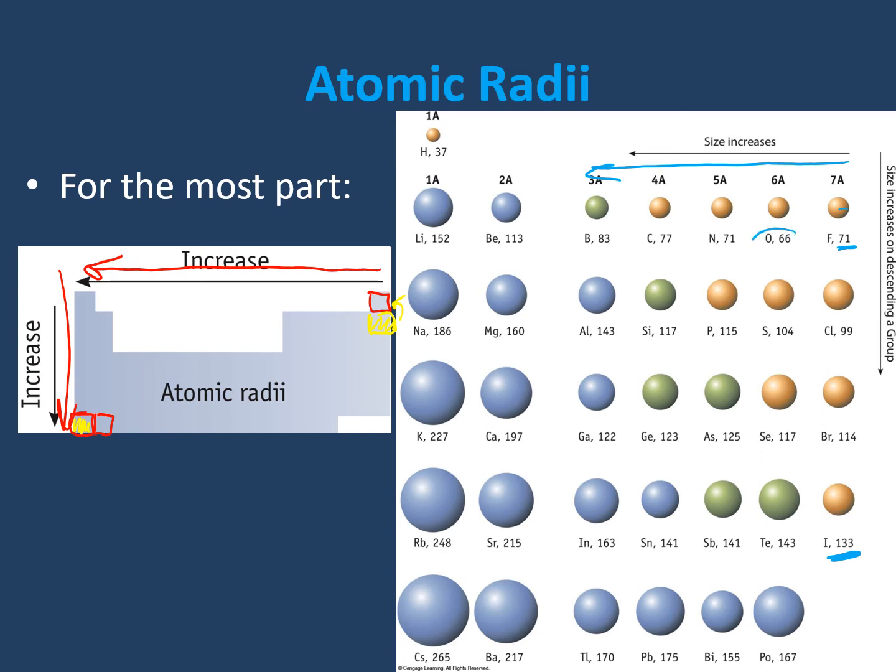Generally, there are definitely some exceptions. You can see oxygen is an exception to the norm, or a couple others. Gallium is another exception. It got a little smaller there, and the same thing with germanium. But for the most part, this trend holds, and we're not really going to need to know the exceptions. You just need to know the general rule over here. So let's talk about why we see this trend.